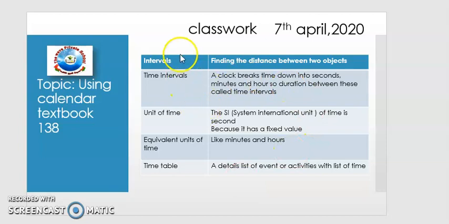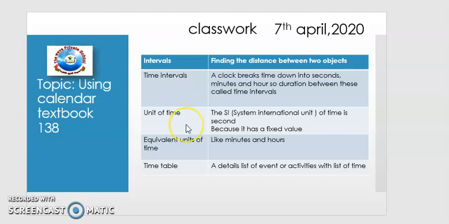So first of all, we have intervals. Basically, intervals means finding the distance between two objects. Whenever you need to find the distance between objects, you can call it an interval. And likewise, time intervals. Time intervals means a clock breaks time down into seconds, minutes and hours. So the duration between these timings is called time intervals. For example, finding the distance between minutes to seconds, or minutes to hours, we can say it as a time interval.